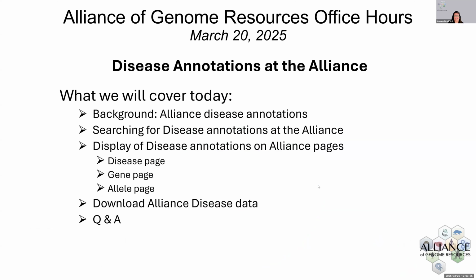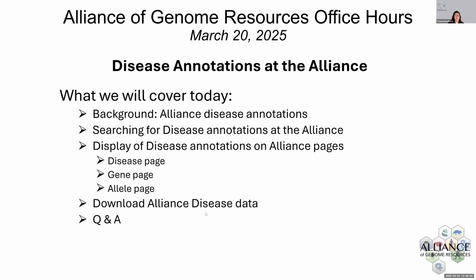Today, we're going to talk about disease annotations at the Alliance. We're going to give you a little bit of background about Alliance disease annotations, how to search for those annotations at the Alliance, how we display disease annotations on the disease page, the gene page, the allele page, how you can download the disease data at the Alliance, and then we'll have a question and answer at the end here.